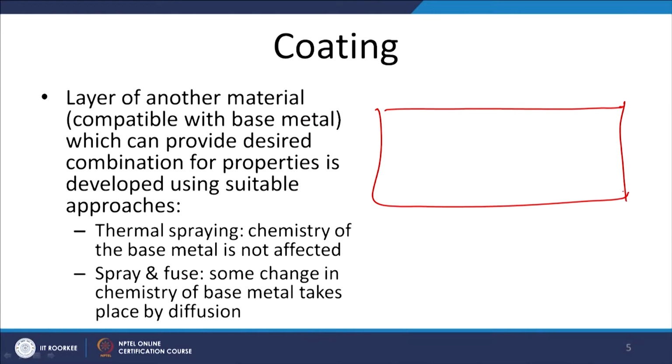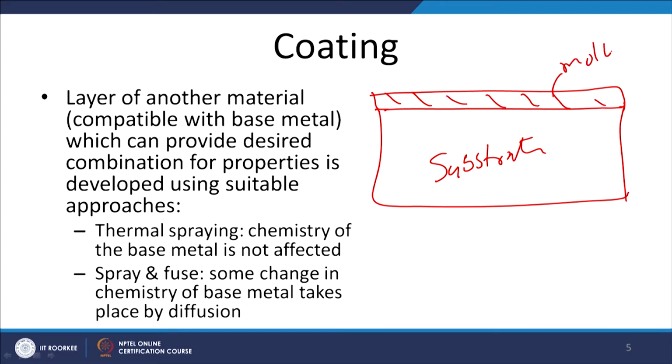The other approach is where layers or coatings are applied onto the surface of the substrate. In this approach there can be two possibilities, where either the material to be deposited is brought to the molten state while the substrate remains in the solid state. Under this category primarily the thermal spray processes fall, along with weld surfacing, laser cladding, etc.